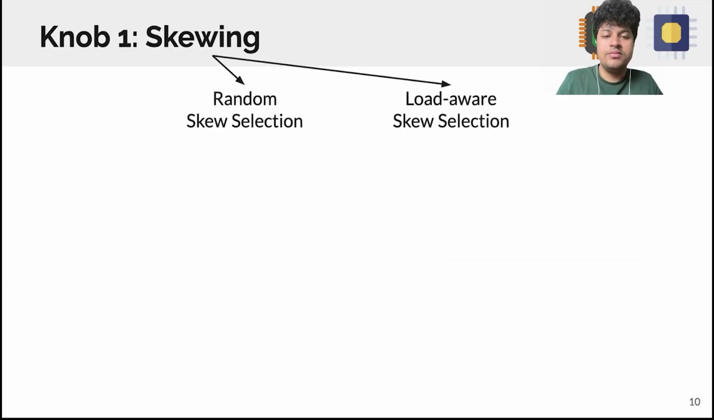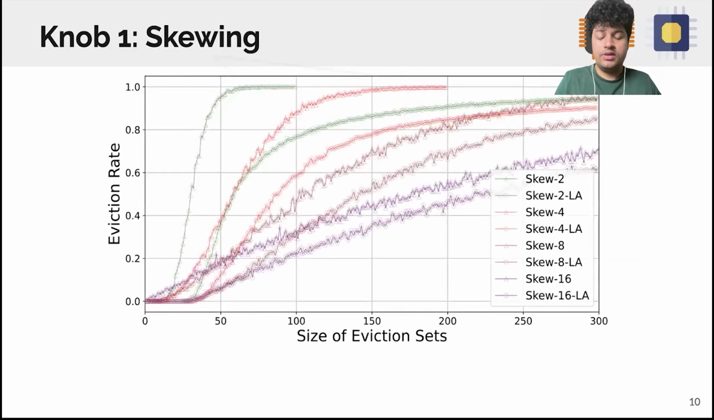So we can have two subknobs under that, random skew selection as well as load aware skew selection. Here we have two sets of results. We basically plot eviction rate against the eviction set size, and the lower the eviction rate for a particular eviction set size, the better the security is.